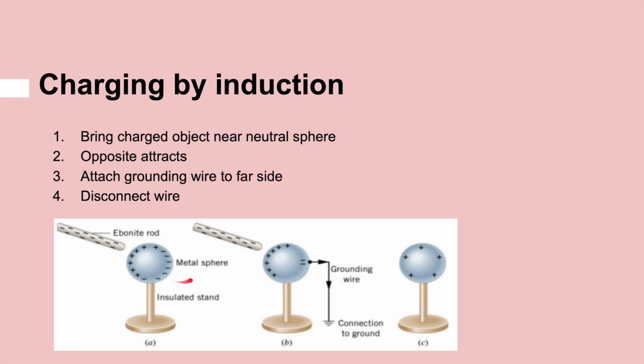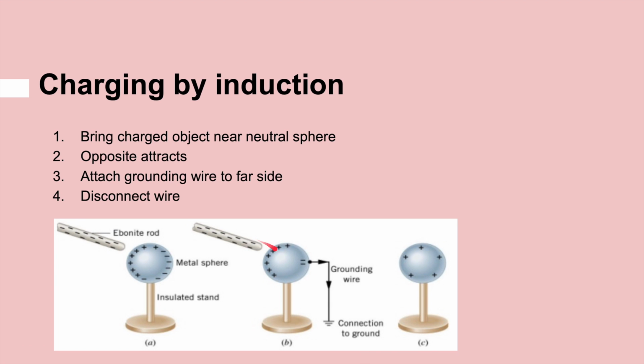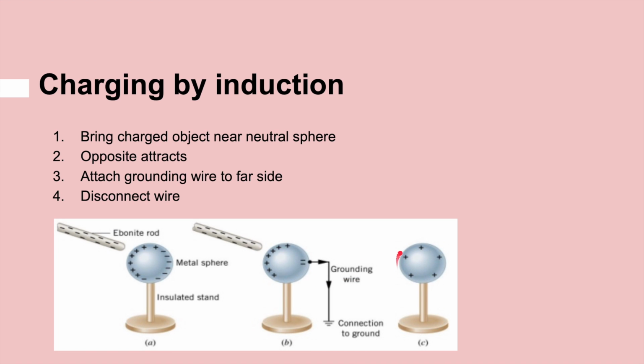Well, eventually they're going to be completely separated, and what we do is we attach a grounding wire, and it's basically just a wire that's going to allow the electrons to escape. So we have our protons that are still being attracted, our electrons escape, and then when we move this rod away, we're just left with a positively charged ball.